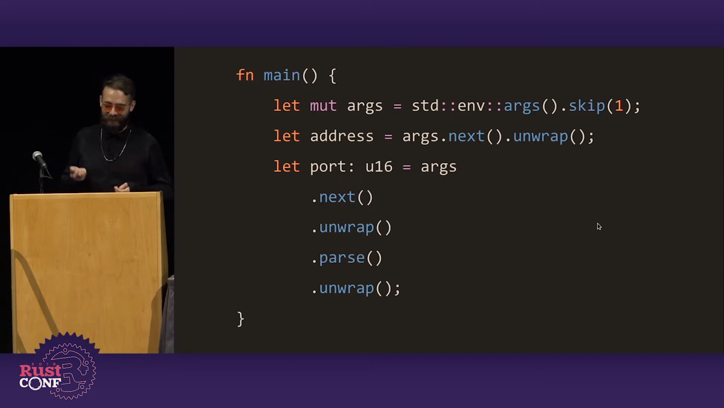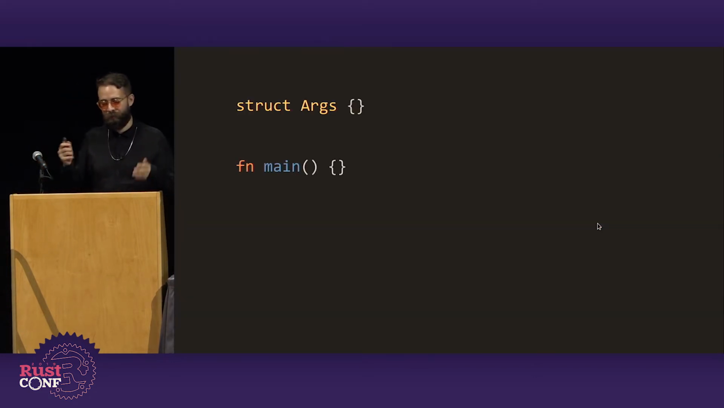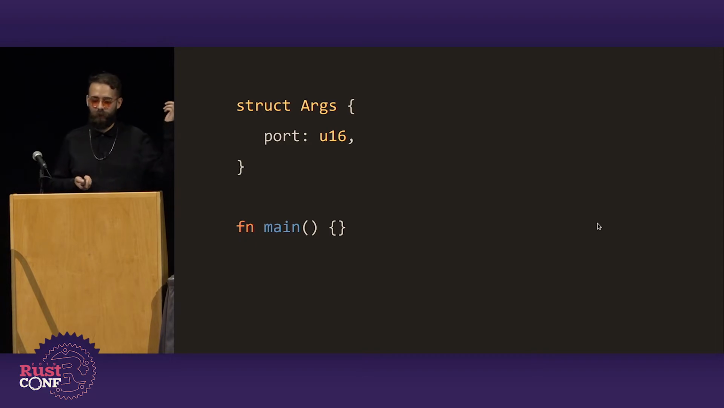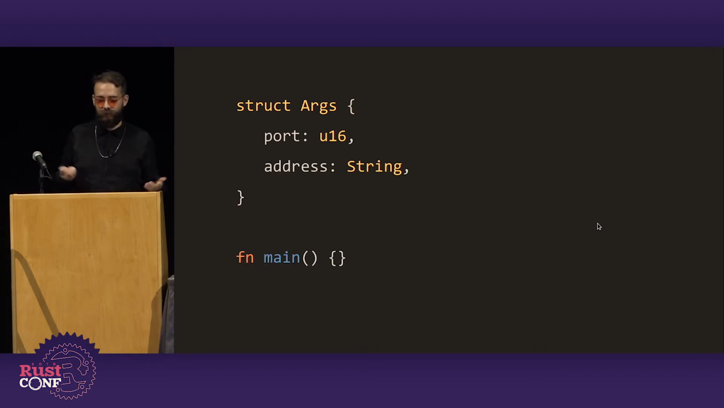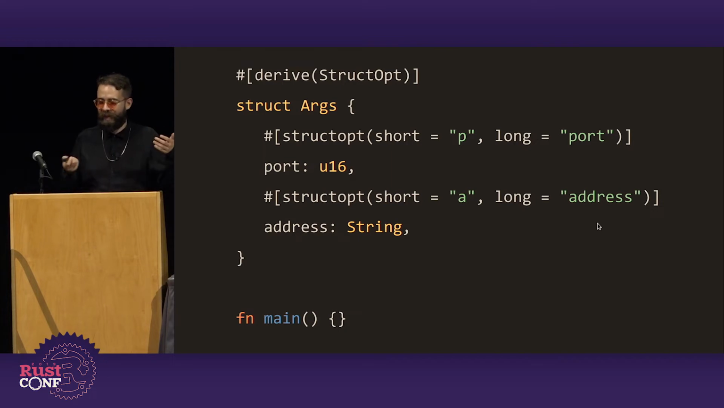All right, that's not that great. So in practice, people don't really do that. They tend to use StructOpt, more likely, or clap, which is similar. So you define a little struct. You say, hey, I want a port, u16. I want an address, which is string. Then we derive StructOpt on it. And then we say for -p or --port is that one, instead of positional. -a or --address is the other one.